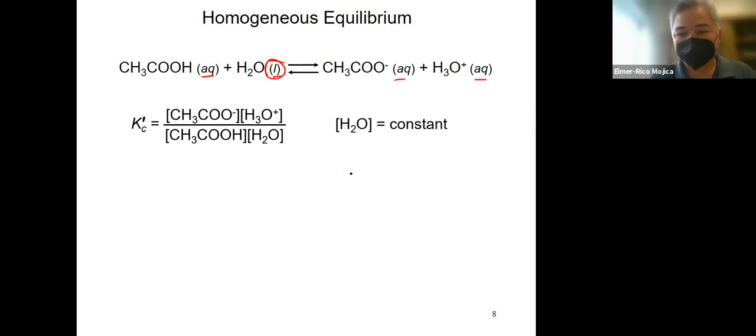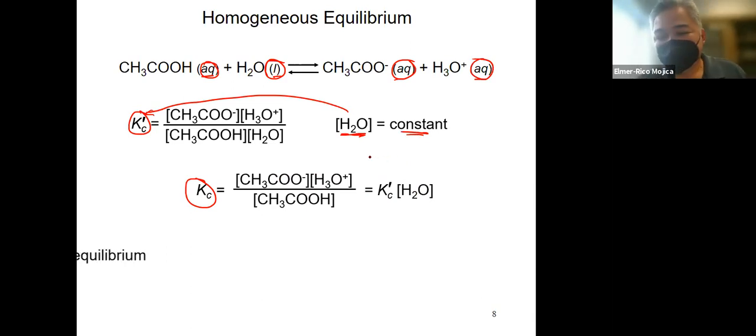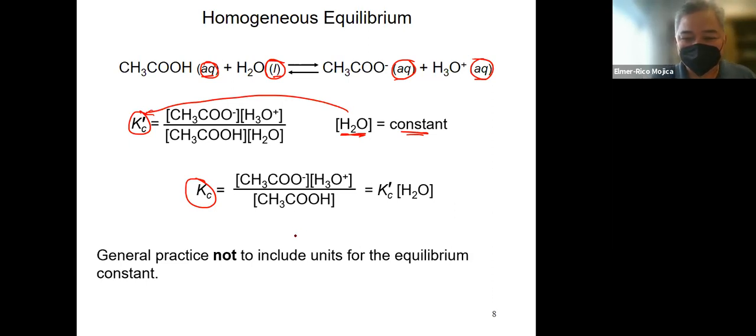Usually, since you have a liquid here, you could say it's a constant. It will not change during the reaction. So what you do is incorporate this into the Kc, and you end up writing it as just this, only including the aqueous species. In the aqueous system, the Kc that you have here is just the Kc prime times the water, where you incorporate the constant. And you don't use units, because K is just a ratio or a quotient of the reactants and products, usually products over reactants.